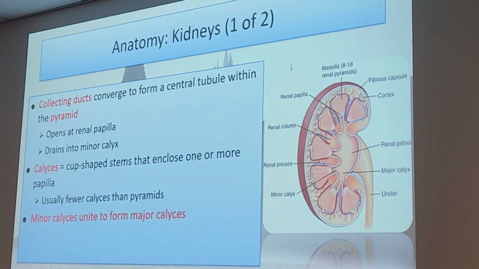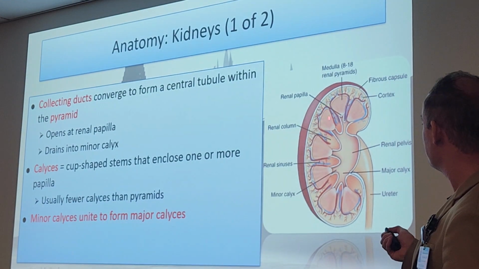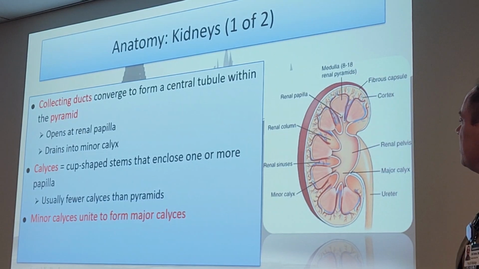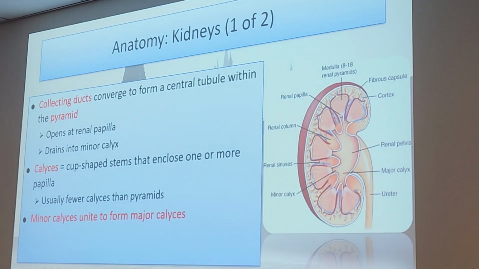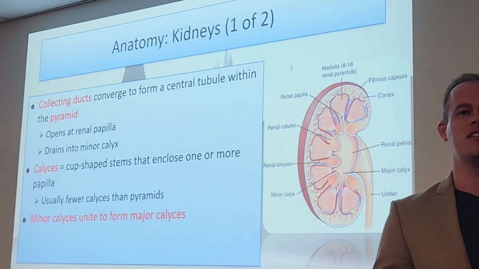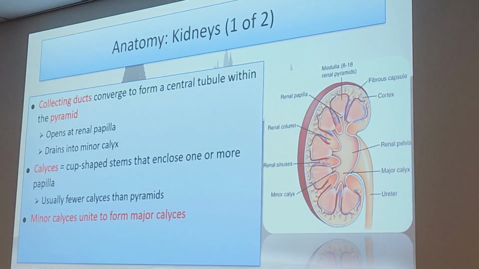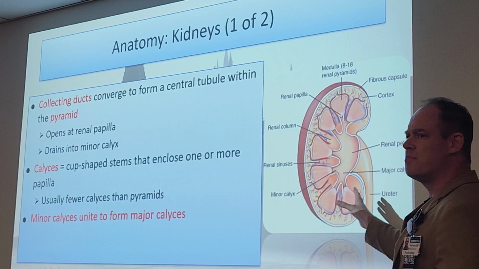Calyces are going to be those cup-shaped stems right here that we see enclose one or more papillae. And usually there'll be fewer calyces than pyramids. The minor calyces are going to unite to form the major, and not the best picture to show it, guys.